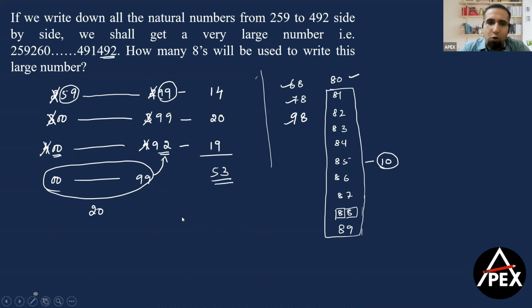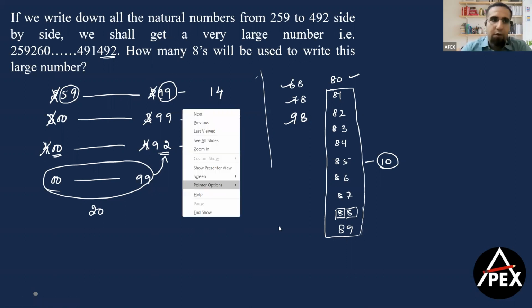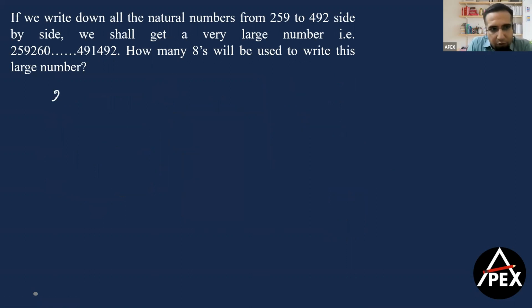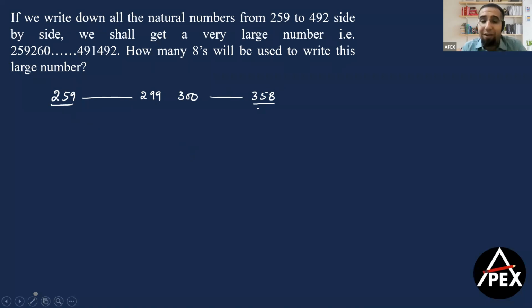Right? Having said this, there's one more method of calculating this. Now, let's write from 259 till 299, then we have 300 and then we continue till 358. So from 259, if I'm writing till 358, which means I'm writing 100 numbers. Now, if you observe, in the hundreds place you have 2s, which are to be ignored, and in the hundreds place we have 3s, which are to be ignored.